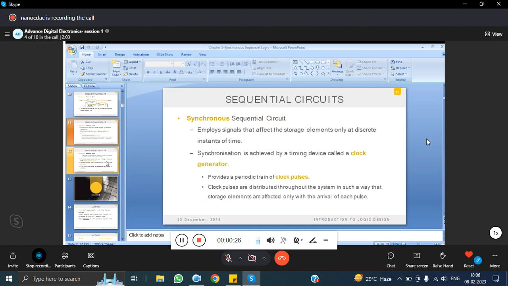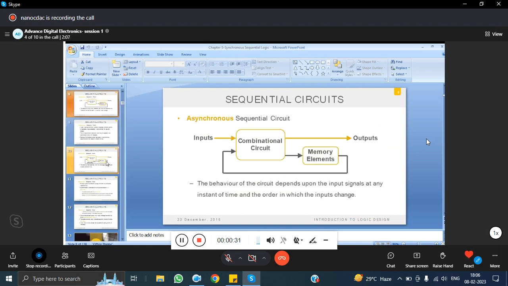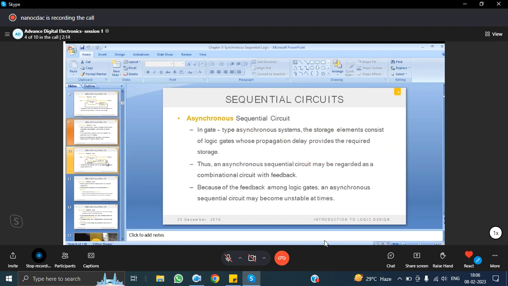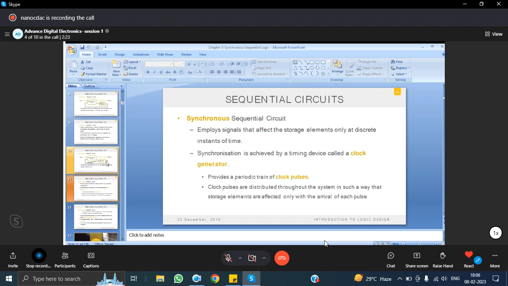For an asynchronous sequential circuit, you can use any logic gate as a feedback element. Whereas for a synchronous sequential circuit, you will be using flip-flops as the feedback elements or the storage elements. Okay. So whatever it may be in a sequential circuit, either you are using a logic gate as a storage element or else you are using a flip-flop as a storage element.